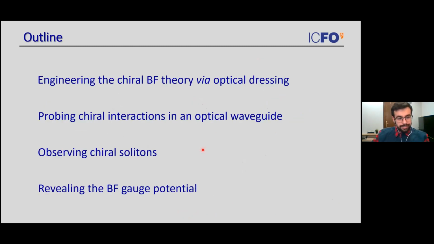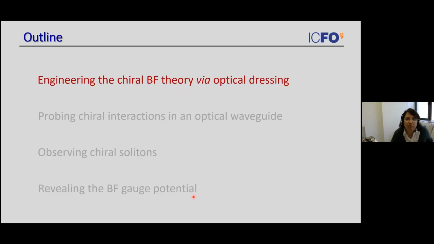Okay, so with this I come basically to the outline of my talk, what I really want to show of what we do experimentally. First, I will show you how we engineer this chiral BF theory, this 1D topological gauge theory, using optical dressing, and then how we probe these chiral interactions in an optical waveguide, observe these chiral solitons, and see this BF gauge potential. So let me start by how we make things work.